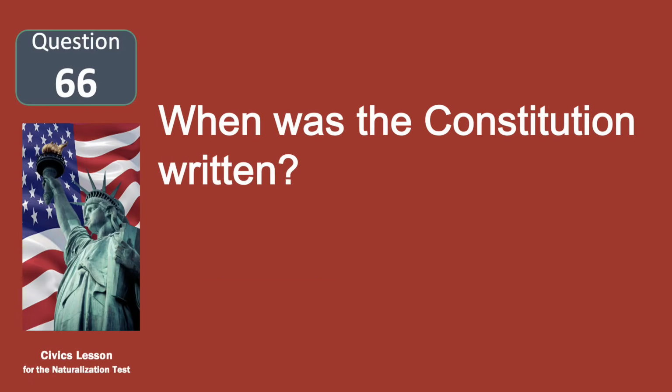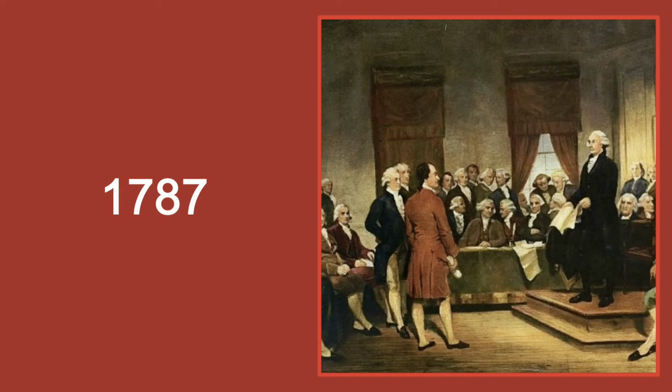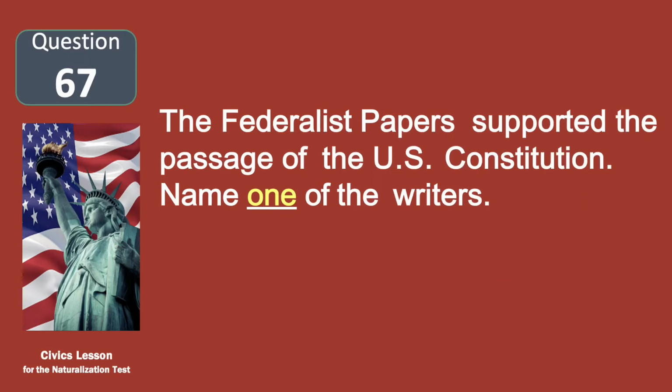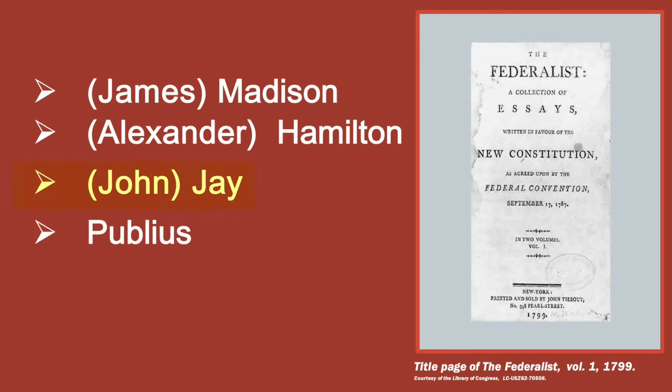When was the Constitution written? 1787. The Federalist Papers supported the passage of the U.S. Constitution. Name one of the writers. J.